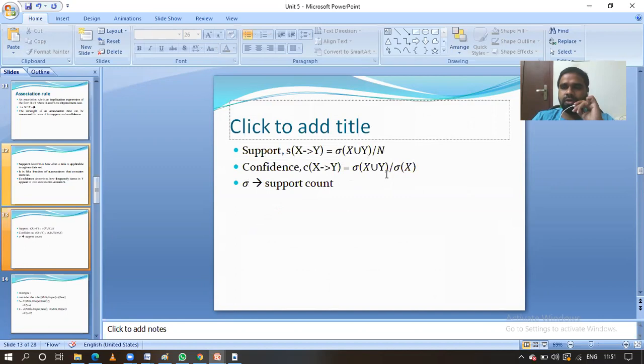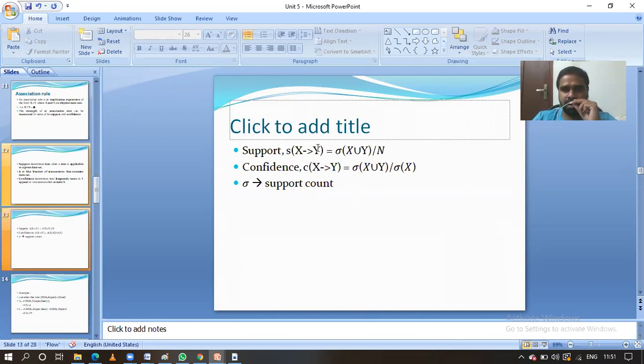Support count means how many number of times that particular itemset is repeated in the overall n number of transactions. We call that the support count, guys. We know the support count, we know the n. Then we can calculate the support and confidence easily for a particular association rule.